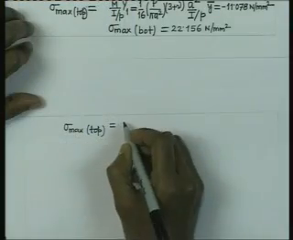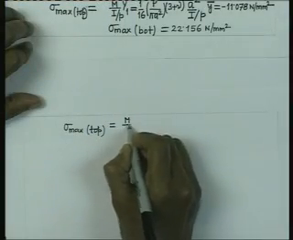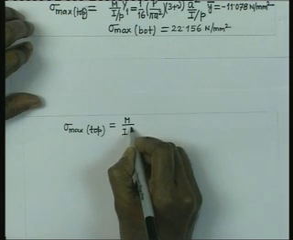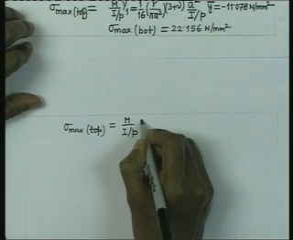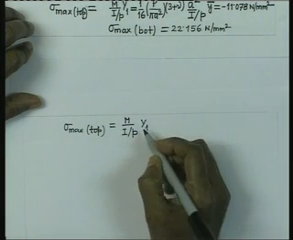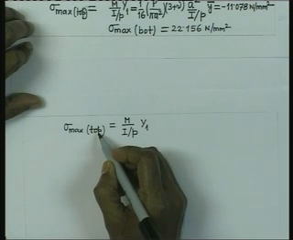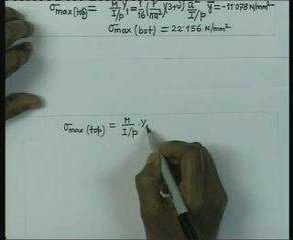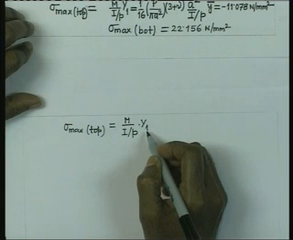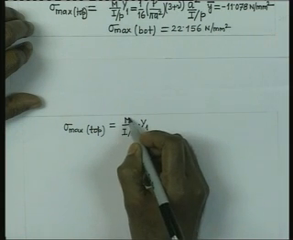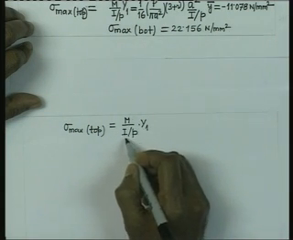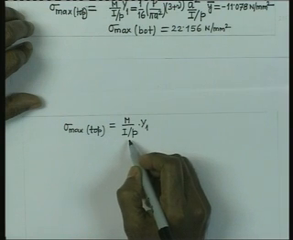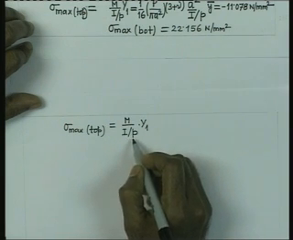So, sigma maximum is equal to M by I into y1. So, if you are calculating the stress at the top fiber, you must think of the distance y1 of the top fiber from the centroidal location, and this M is moment per unit length. So, this I is also to be expressed as moment of inertia per unit length.